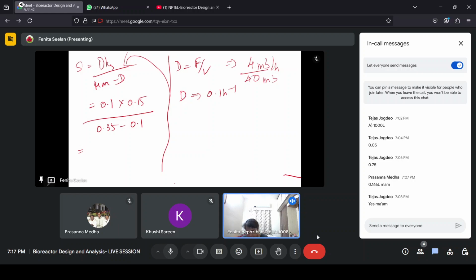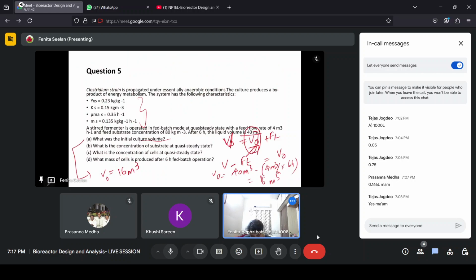0.1 into 0.15 is 0.015 divided by 0.35 minus 0.1. This is 0.0606 kg per m³. This is the substrate concentration. So we have calculated the concentration of substrate. What else do we need to calculate?